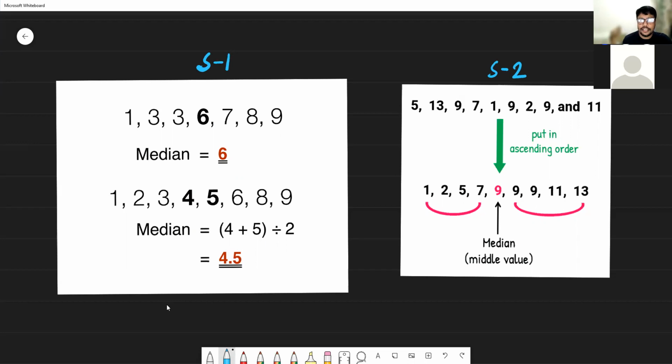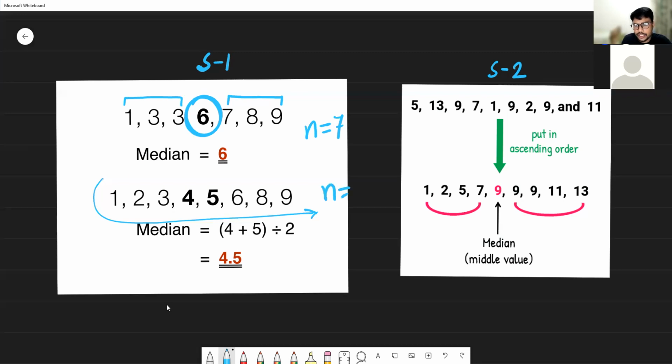How many numbers are there here? There are 3 numbers on the left side and 3 numbers on the right side, so you can easily identify the middle number. There are 1, 2, 3, 4, 5, 6, 7 numbers in total. That's why we can easily identify the middle number. But here count how many data are given. There are 1, 2, 3, 4, 5, 6, 7, 8. So the total data is 8.